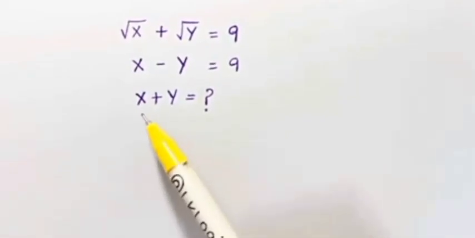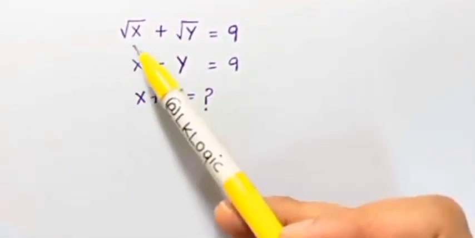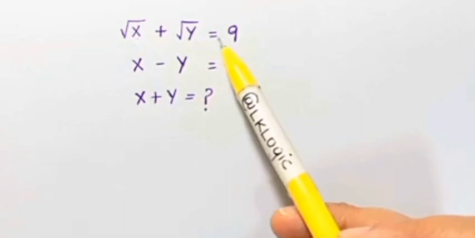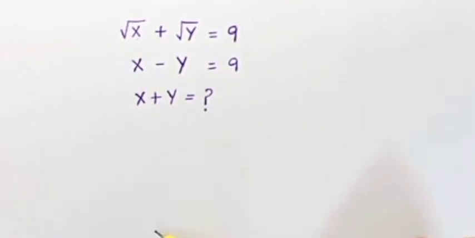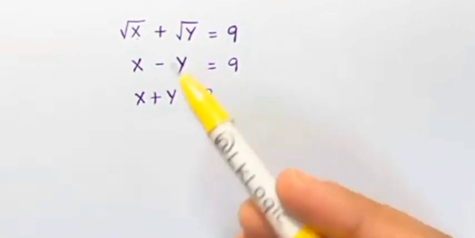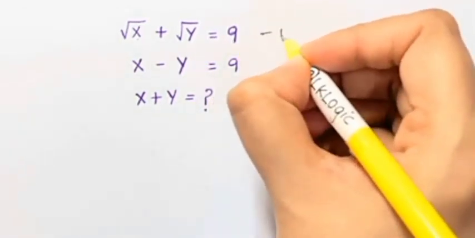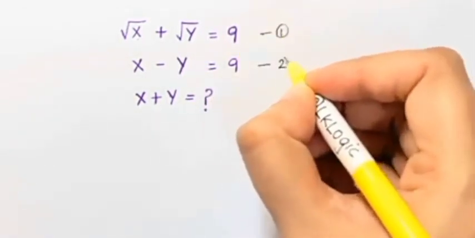I have an amazing math problem for you all, which is square root of x plus square root of y equals 9, x minus y equals 9, but what is x plus y equal to? So let's see, let's name them as equation 1 and equation 2.